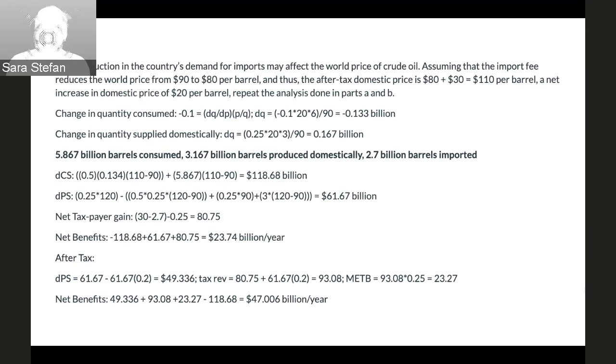And so after the tax mentioned in part B, the producer surplus is then 49.336 billion. Tax revenue, or the net taxpayer gain, goes up to 93.08 billion. The marginal excess tax burden is 23.27 billion, and the net benefits then come out to 47.006 billion per year.